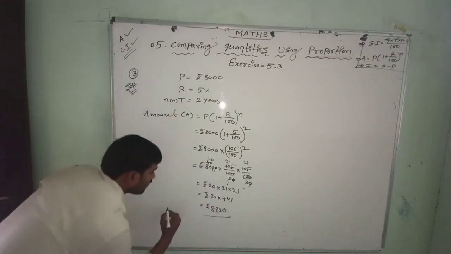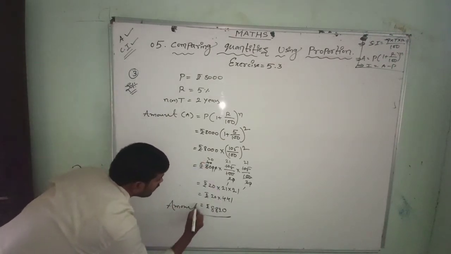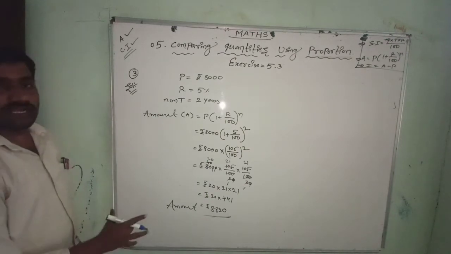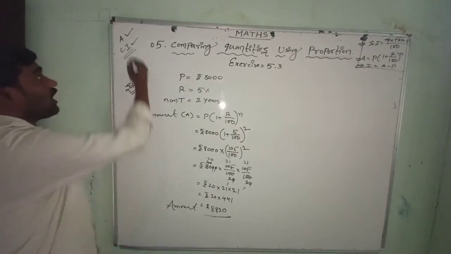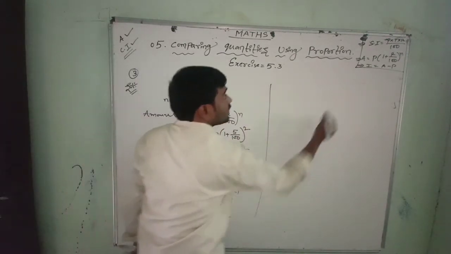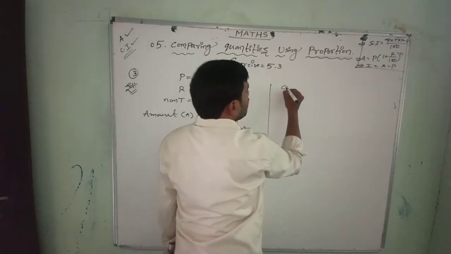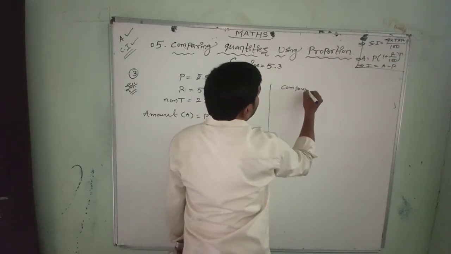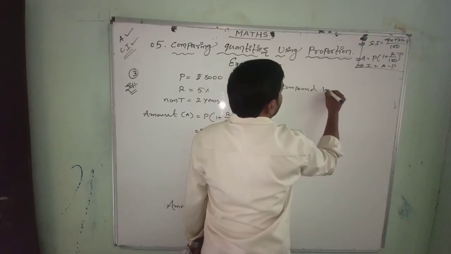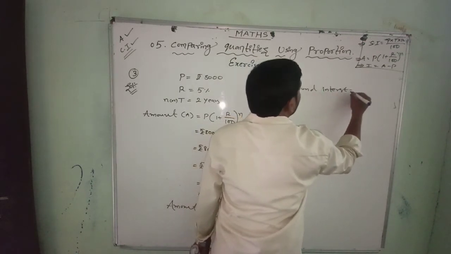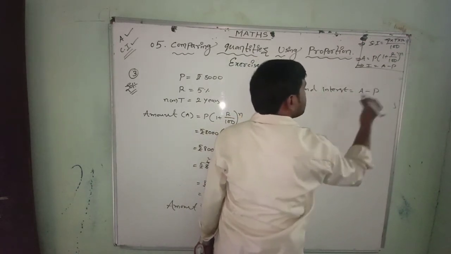8,820 rupees. So this is an amount. We have to find out compound interest also. So what is the compound interest formula? Compound interest equals amount minus principal.